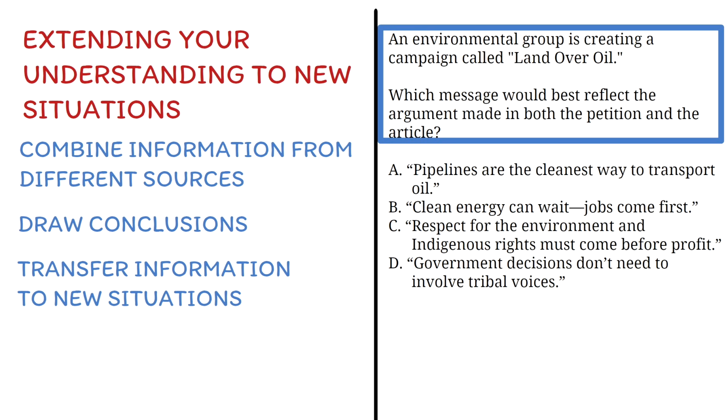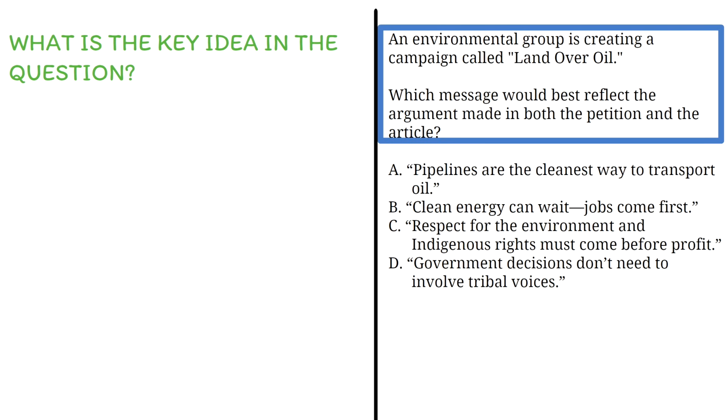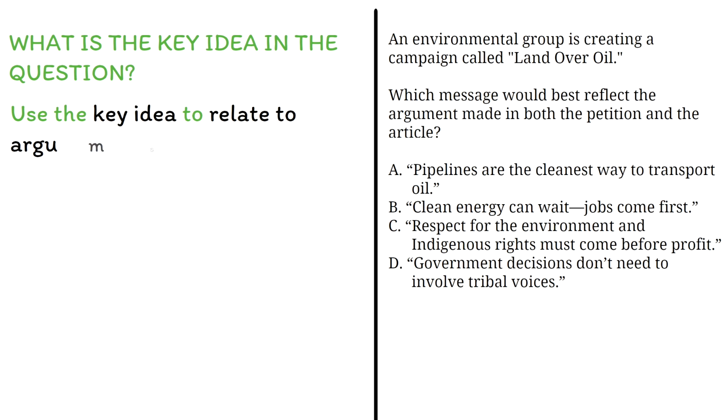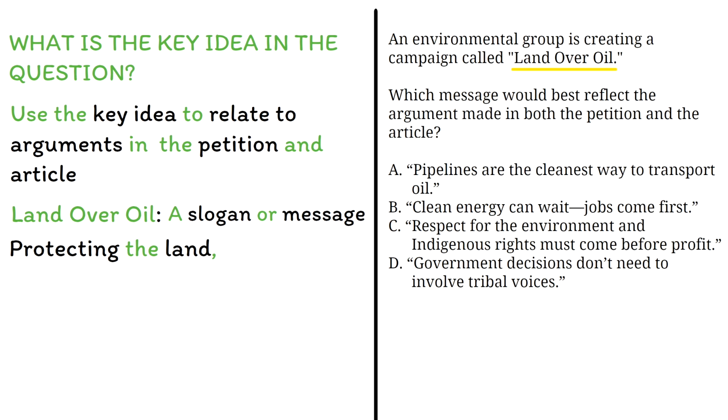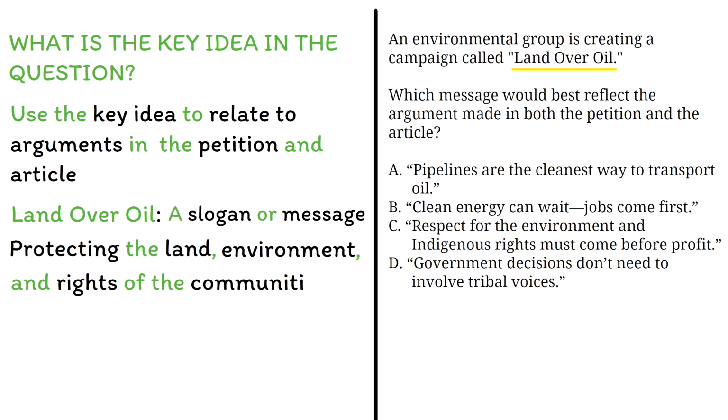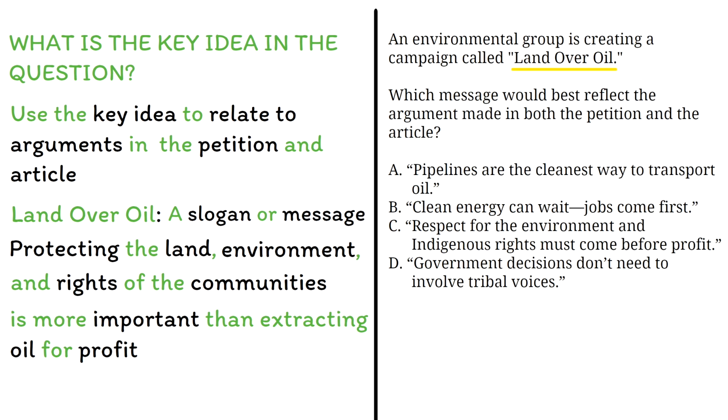To answer this, we need to identify and understand what the key idea is in the question. Then, based on this understanding, we look through both the petition and article to figure out the central message they give. That's how we arrive at the best answer. Now, the key idea in the question is in the campaign title, Land Over Oil. So let's define what the phrase, Land Over Oil, means. The phrase, Land Over Oil, is a slogan or message that means protecting the land, environment, and the rights of indigenous people is more important than extracting oil for profit.